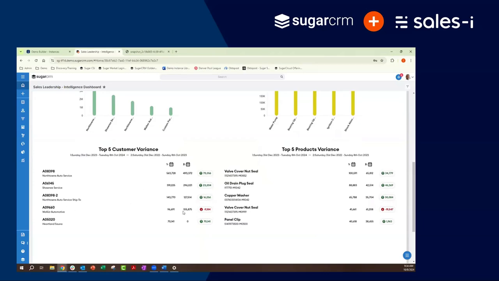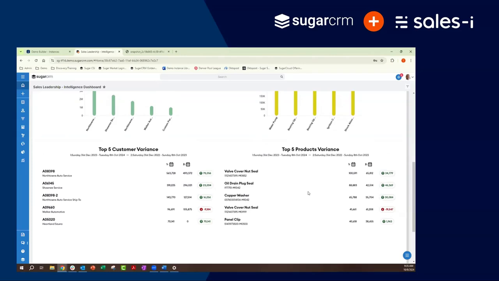But I can see Walker Automotive is down in sales, right? So typically I'd like to focus on getting all these in the green. So maybe Walker Automotive is a customer I want to reach out to my sales rep that owns that account record to touch base with them. I'm also seeing a few other interesting points I want to look at here.